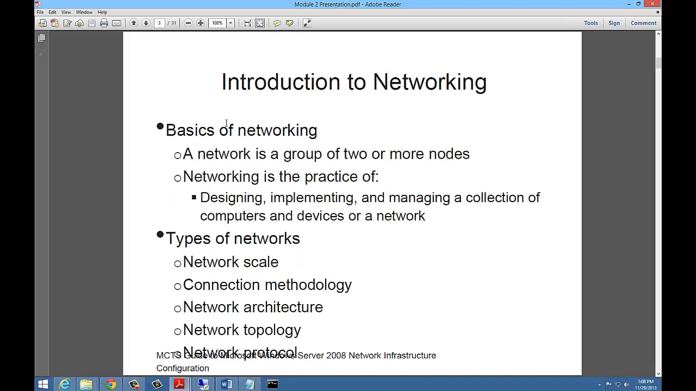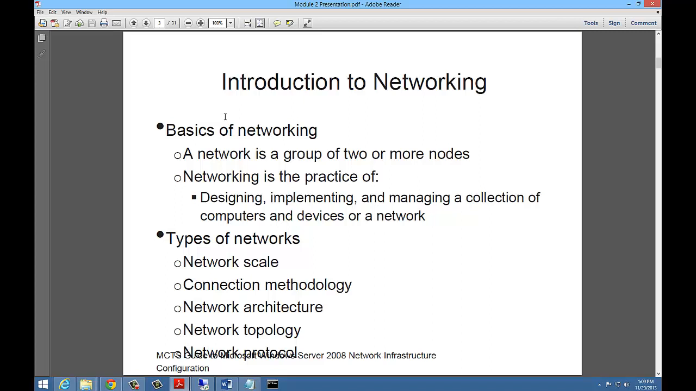Basics of networking. A network is a group of two or more nodes. So anytime you have more than one computer or computing device that is networkable, then you have a network. That could be two PCs, a PC and a network-enabled phone or tablet, or two tablets, whatever you want to do where it gets an IP address. If you have more than one of them, then you have a network.